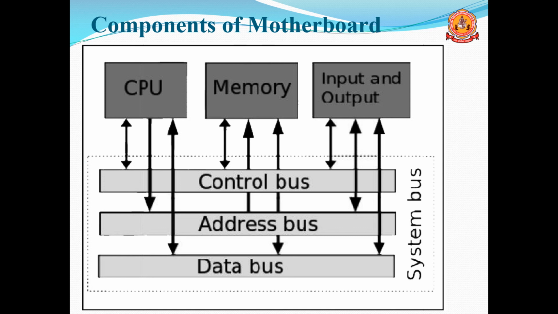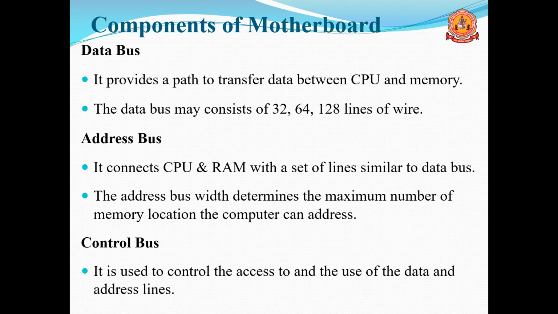The system bus is mainly divided into three types. One is the control bus, the second one is the address bus, and the last one is the data bus. We'll see them one by one. These are the three types of system bus: control bus, address bus, and data bus.